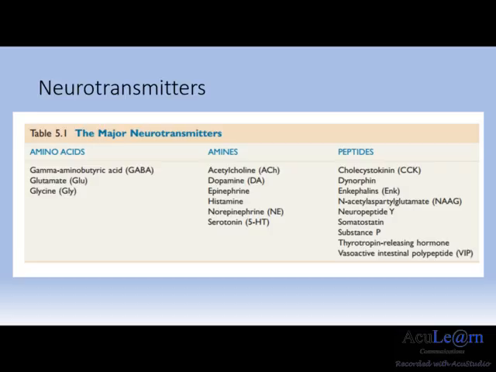Most central nervous system synapses are mediated by amino acids: glutamate, GABA, which is gamma-aminobutyric acid, or glycine. On the other hand, ACh, which is acetylcholine, mediates the synaptic transmission at neuromuscular junctions.